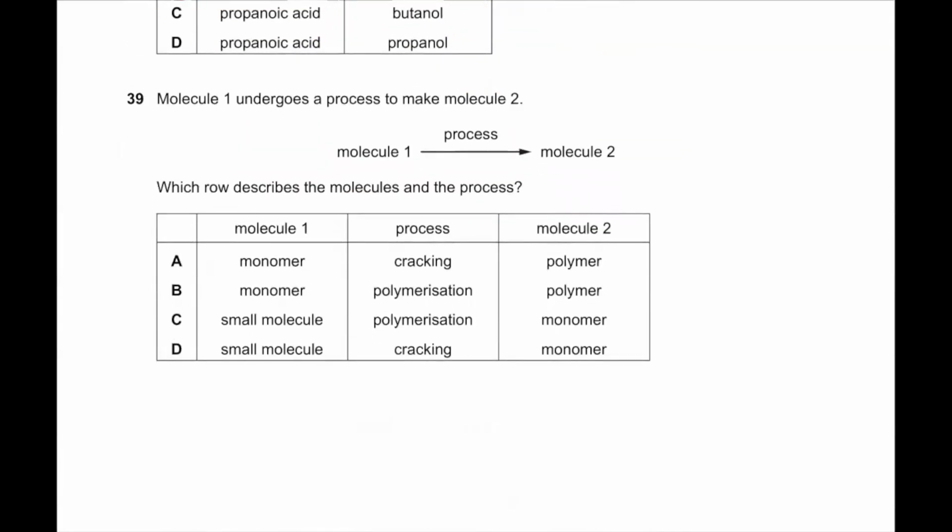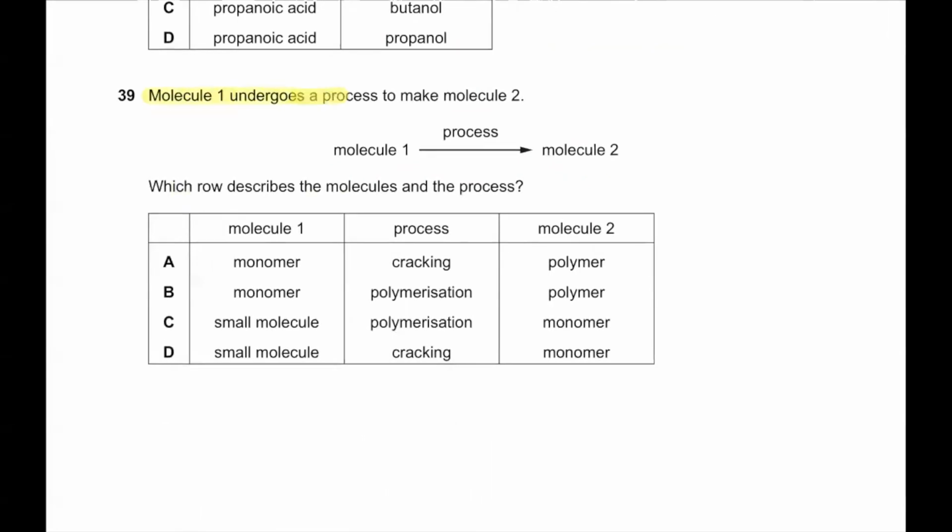Question number 39. Molecule 1 undergoes a process to make molecule 2. Which row describes the molecule and the process? All right, we can see molecule 1, which is a monomer, going through cracking and then turning into a polymer. Guys, cracking does not produce a polymer.